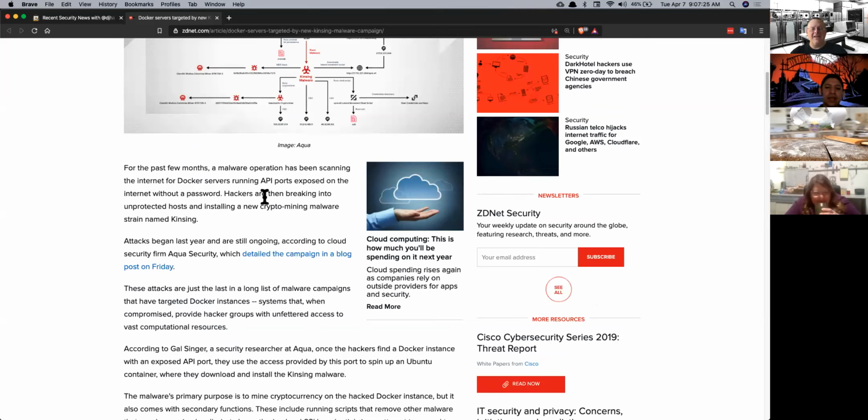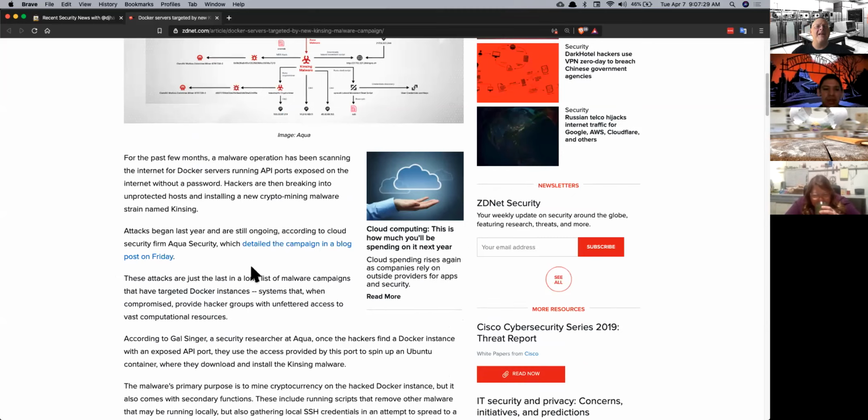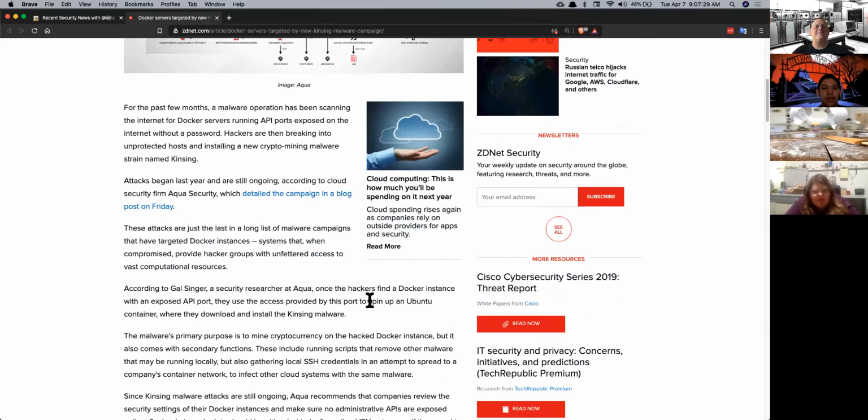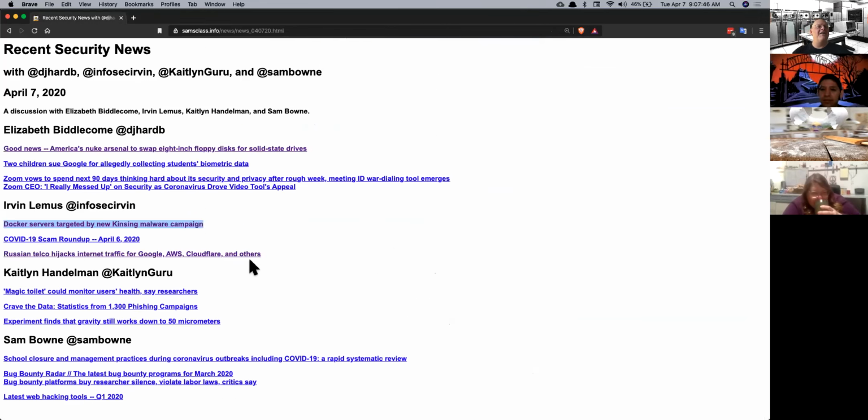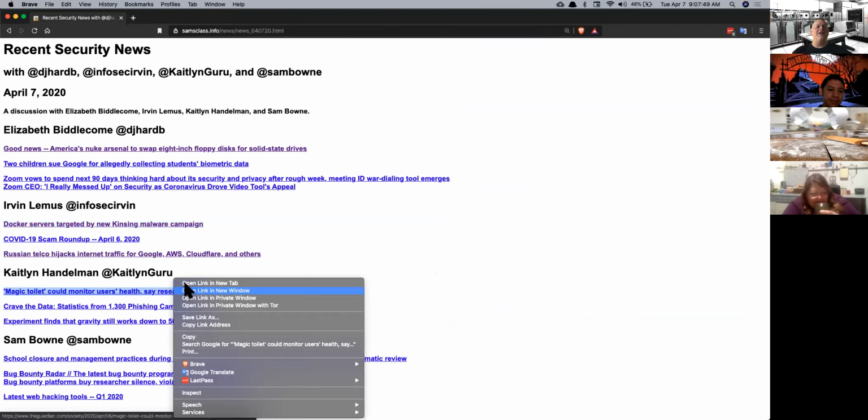I don't know, but yeah, it gets in, gathers local SSH credentials to try to keep spreading, or affecting other cloud systems. Yeah, it's been around for a while, since 2018, but it's picking up steam. We're moving everything cloud-based. Oh yeah, everything's in Docker, but I didn't know it was that bad.